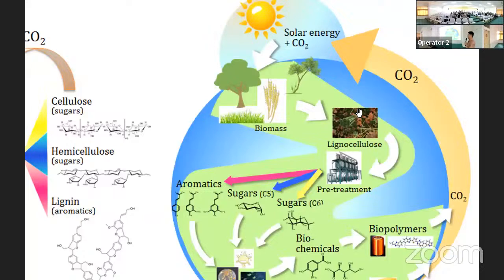Okay, so as I mentioned, by the solar energy and the carbon dioxide uptake by the plant, that means the photosynthesis. By this photosynthesis, we can immobilize the carbon dioxide from the atmosphere into the plant. Okay, just let me ask you one question.